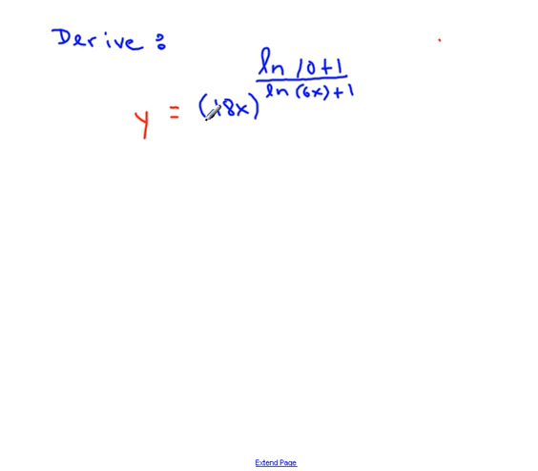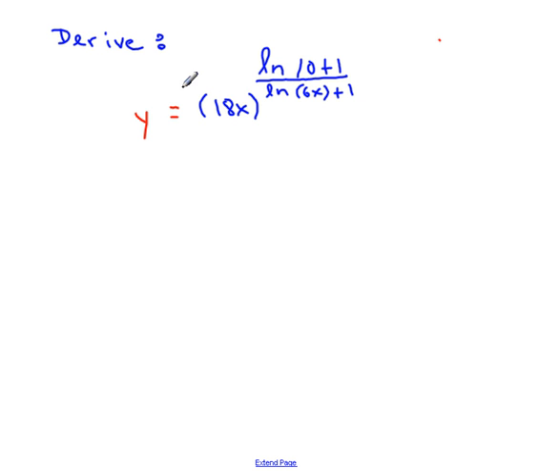Hey guys, in this question we'll be looking at derivatives. I chose a question here that is very similar to something you'll see on a final exam, where you'll see a tough derivative question with ln's in the exponent. So where do we start solving this question?